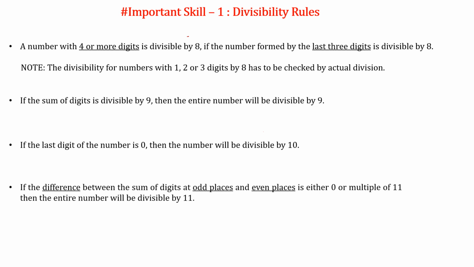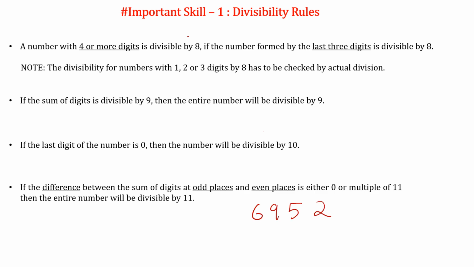Now coming to 11, which is very important. If the difference between the sum of digits at odd places and even places is either 0 or a multiple of 11, then the entire number will be divisible by 11. So let me give you an example. Consider the number 6952. Okay.